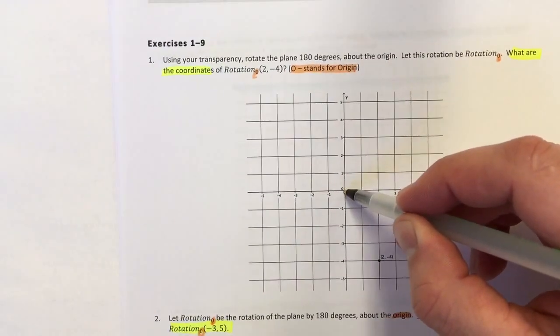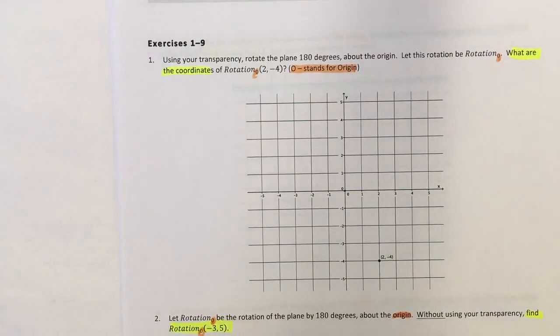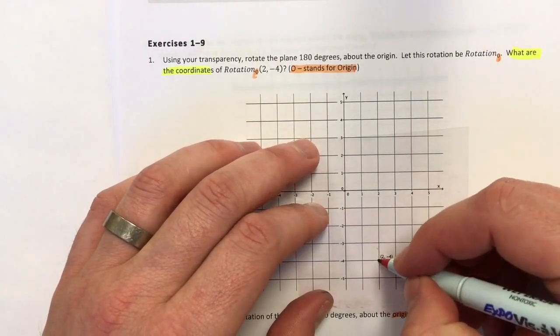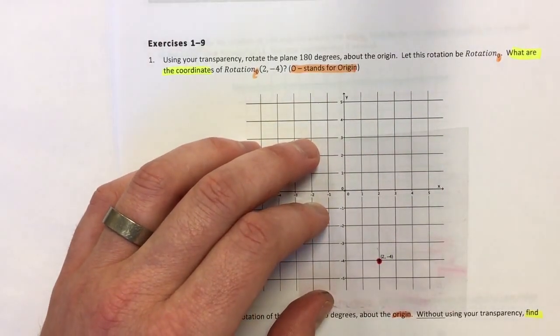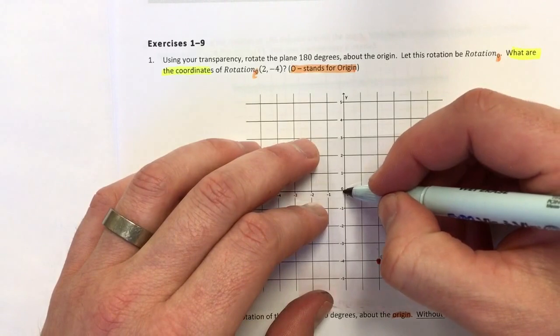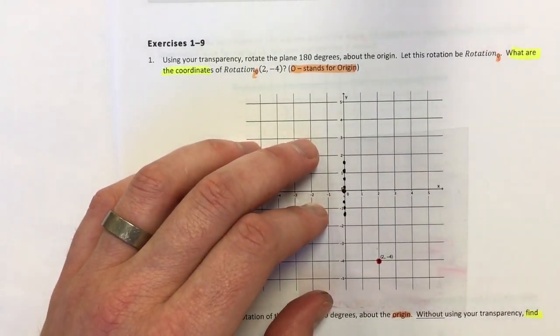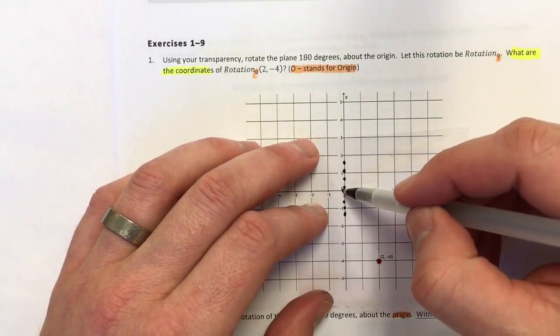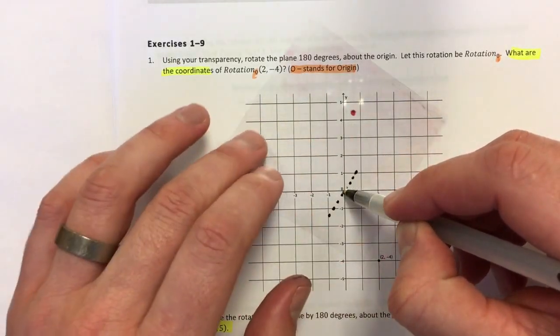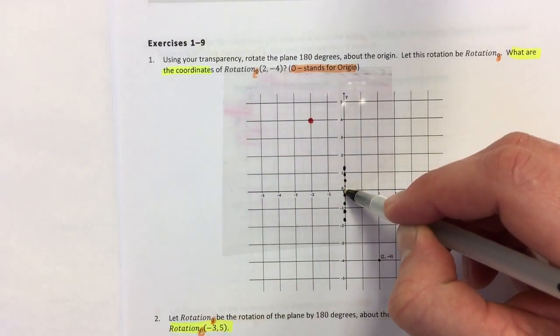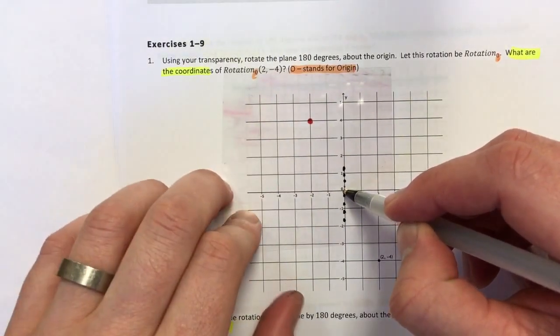So if you're at home, you can easily do that with your own piece of graph paper. If you want to see it done with a transparency, you start off, you've got your (2, -4). Make sure you have your origin marked, a guiding line, and then rotate it. And there it is. It maps to (-2, 4).